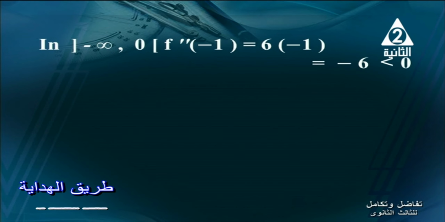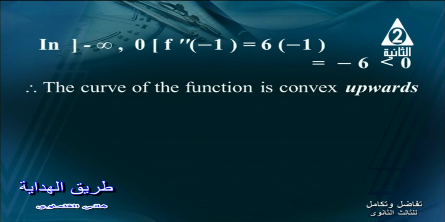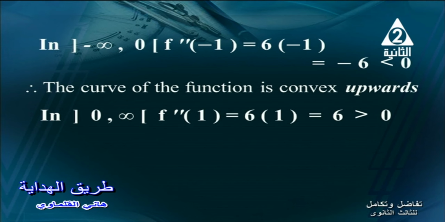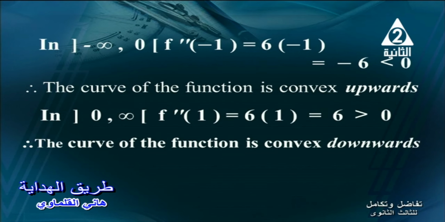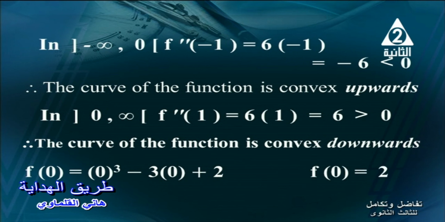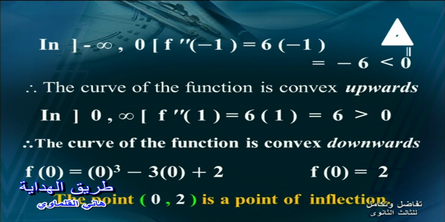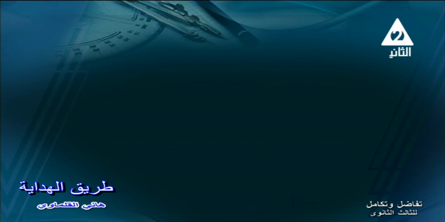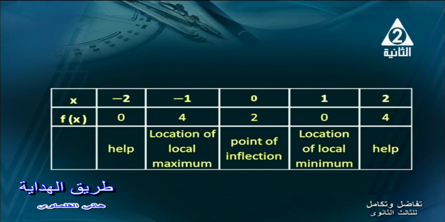In the open interval negative infinity to 0, f double dash negative 1 equals negative 6. Negative 6 is smaller than 0. So the curve is convex upward. In the open interval 0 to infinity, f double dash 1 equals 6, 6 bigger than 0, or positive. So the curve of the function is convex downward in this interval. And the point 0 and 2 is an inflection point.